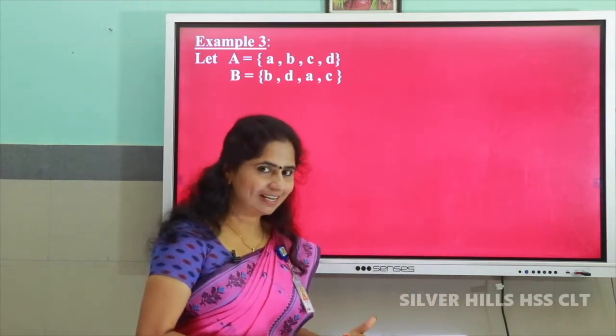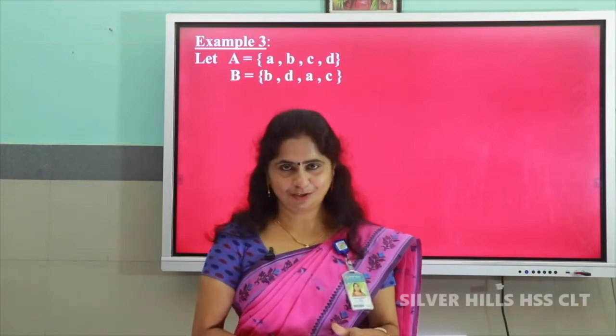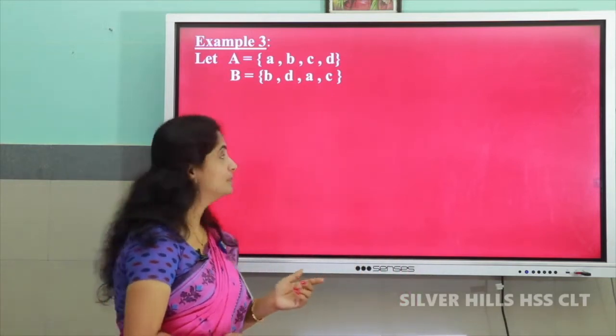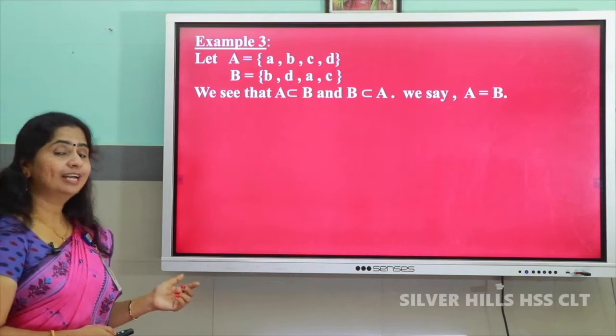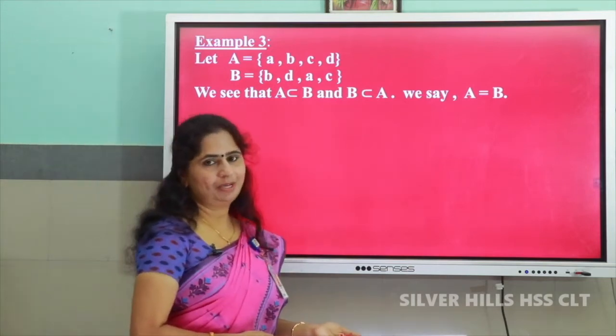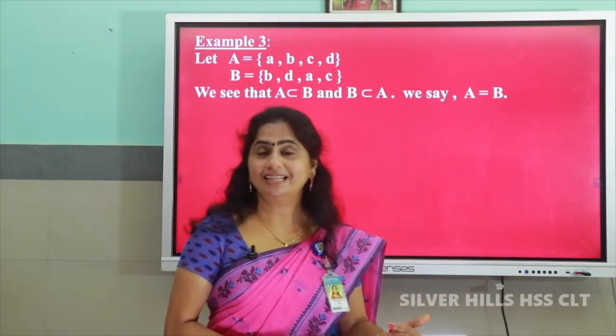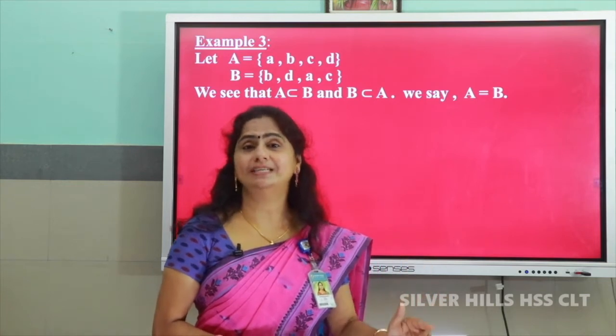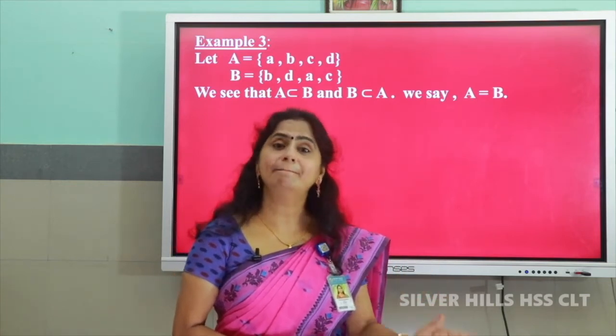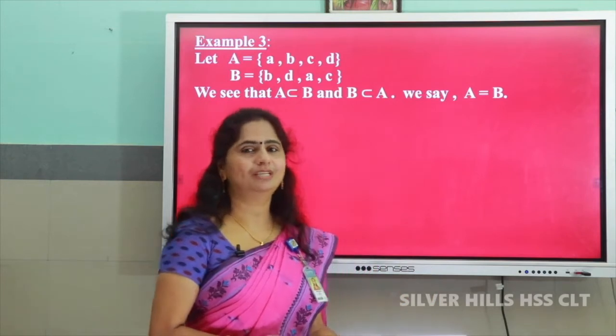So, what can we say? A is the subset of B and B is the subset of A. Therefore, we can conclude A is equal to B. So, in other words, we can say A and B are said to be equal sets because they have the same members or same elements in both the sets.